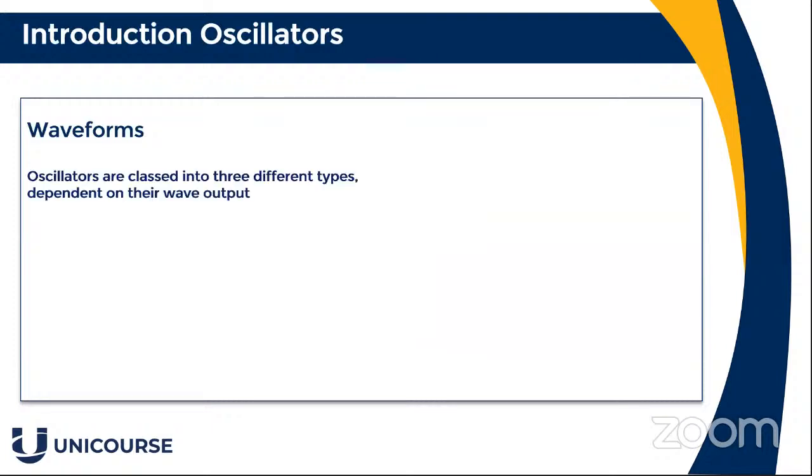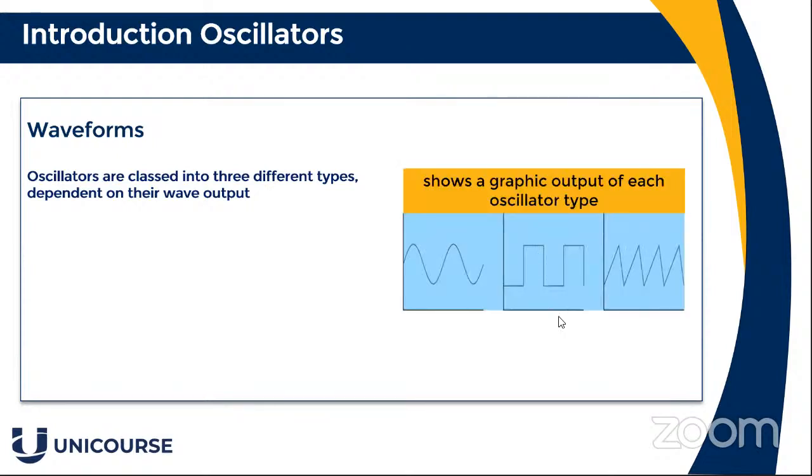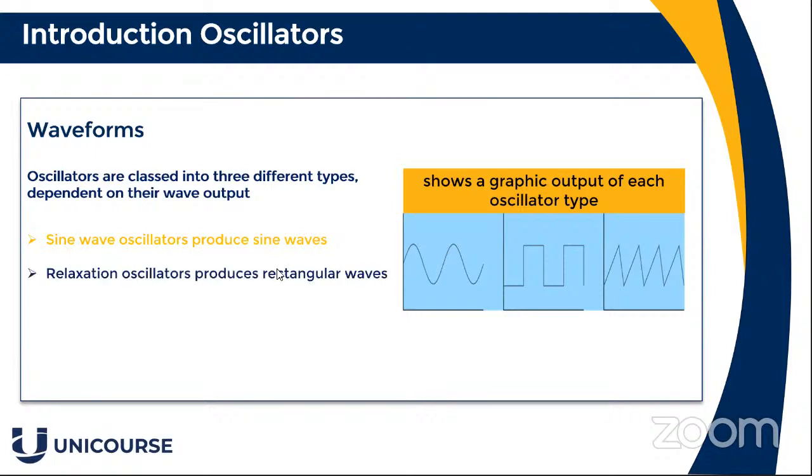Now, the waveforms we have usually classed into three different types. What we have here is the sine wave, which is here on the left. Then we have a square wave, and then we have the zigzag one, which is a sawtooth or triangle. Well, this one looks more like a sawtooth. So, sine wave and the relaxation oscillator, which will produce a rectangular waveform, and the sweep oscillator produces a sawtooth. Many years ago, when we built TVs, we used to use it as part of sweeping across the screen, but that's no longer used. But each of these three are used in different types of electronics.